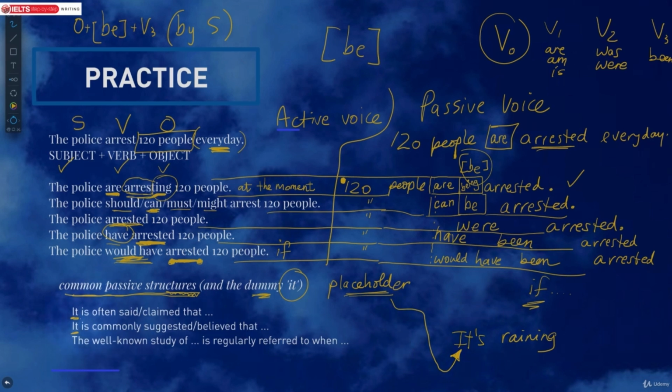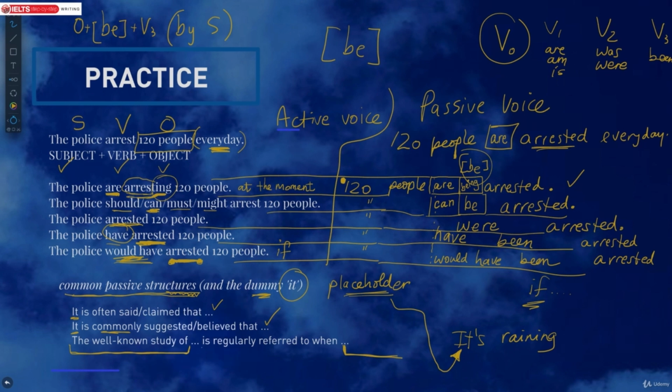So same thing's happening here. Okay. So it is often said, or it is often claimed that. It's another way to say many people believe that, but because we want to sound more academic, we use the passive voice. It is commonly suggested, it's commonly believed that, commonly in this case means many people think this. Okay, and we don't always have to use a dummy it. Let's have a look at this one. A well-known study of language acquisition is regularly referred to when we talk about childhood psychology. Okay, you could mention it that way.